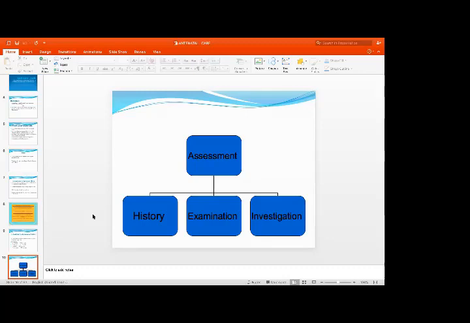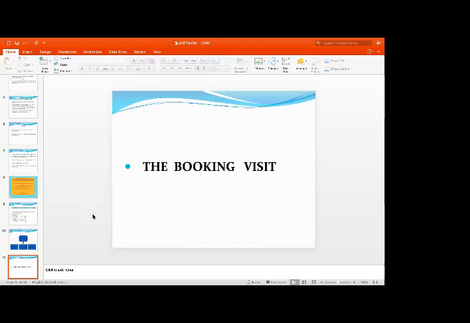So the antenatal assessment, or antenatal care, includes assessment of the patient through her history taking, thorough examination, and with the help of certain investigations. This is how we will assess the patient during antenatal care, whether her pregnancy is going smoothly or there is any complication. The booking visit is the first visit, which is usually at 10 weeks of gestation.